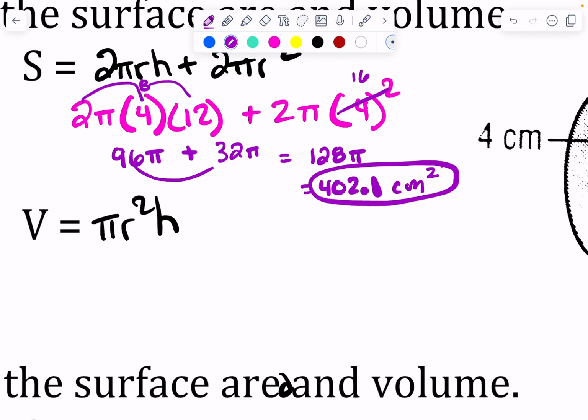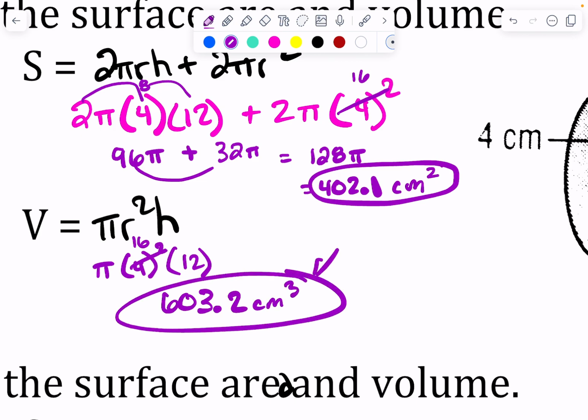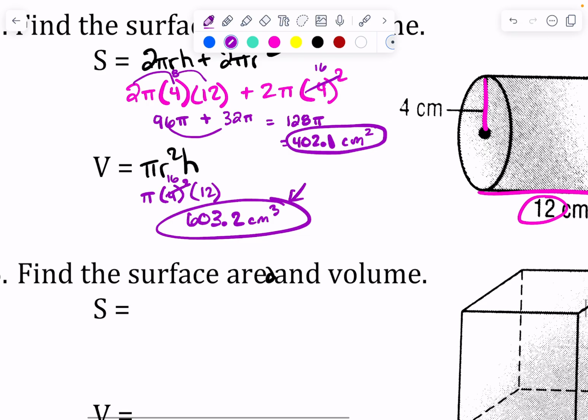Okay, then volume is a lot easier. Pi times 4 squared times the height, which is 12. This is 16. 16 times 12 times pi, and that is 603.2 centimeters cubed. Is it always true that volume is bigger than surface area? No, not always true. So, just so you know, in this case it is, but not always true.